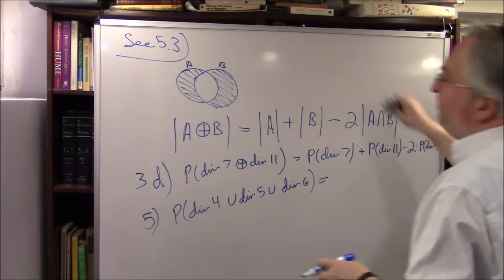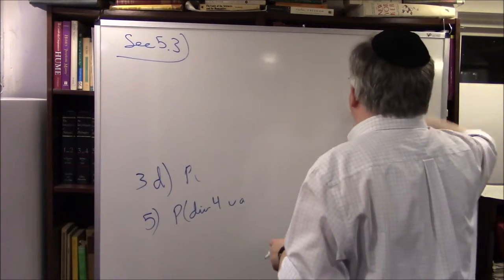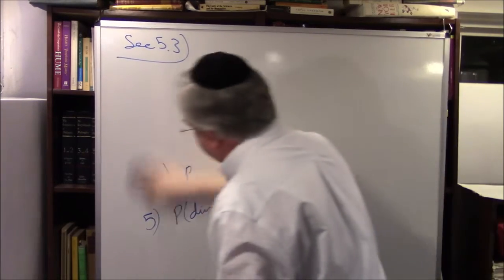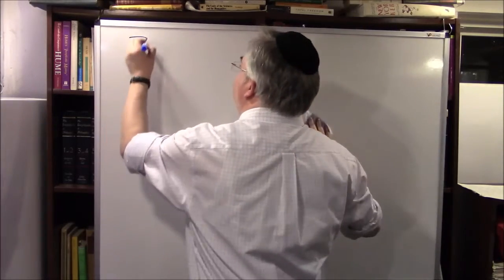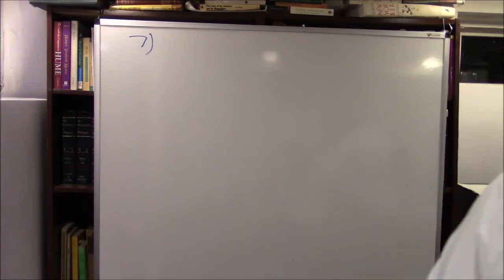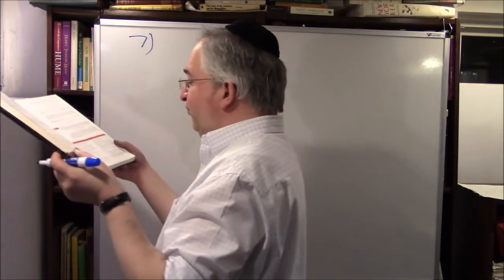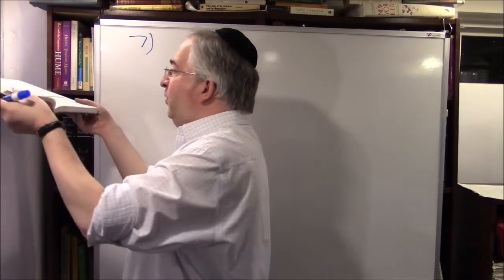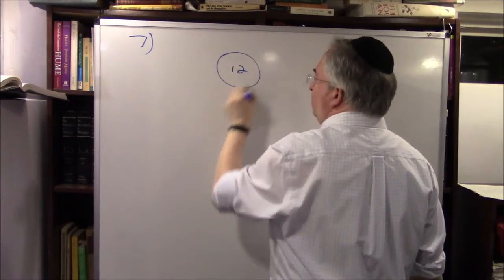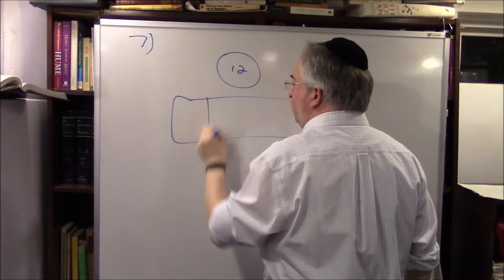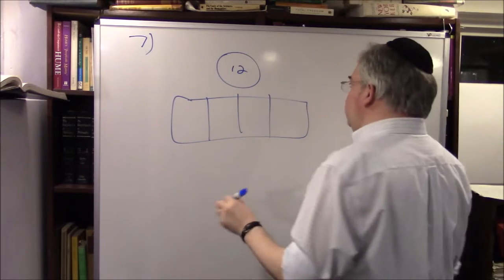Okay, here's that putting identical things into different boxes. So we're going to see these problems a lot. Number 7. Let's read it. 12 identical letters are to be placed in 4 mailboxes. In how many ways can this be done? Okay, so you have 12 things and you want to put them into 4 mailboxes. Okay, and we saw how to do this.